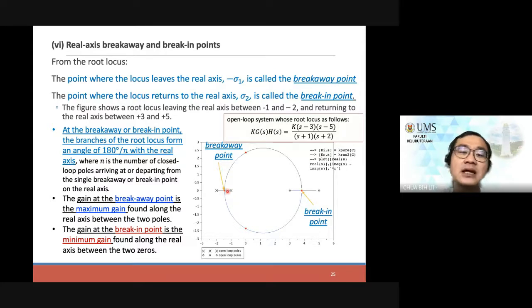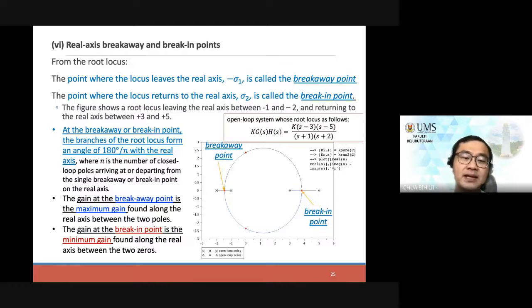Zoom in so that you can see that we have two zeros over here. Immediately we know that the root locus will move along this segment. There are two poles over here, the root locus will move along this segment. But because there is no zero, it will break away and then break in and go to the respective zeros.